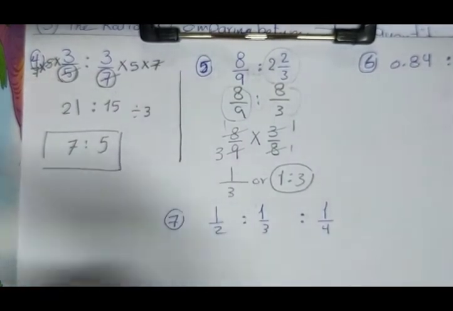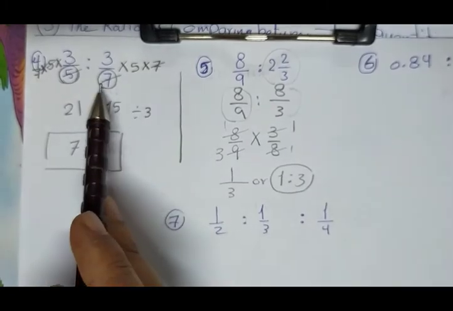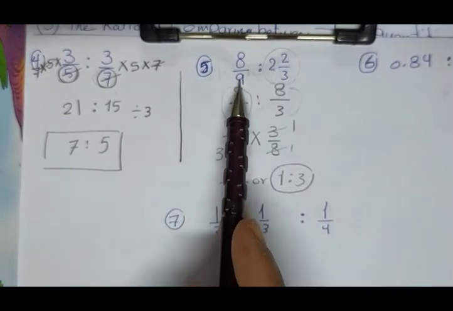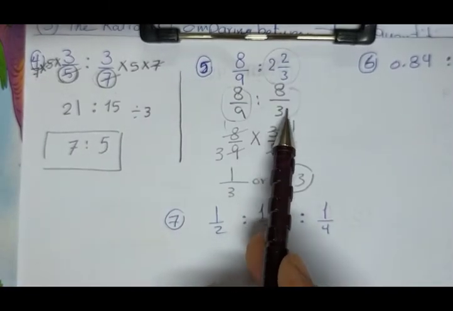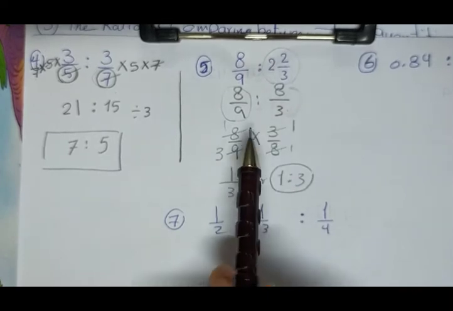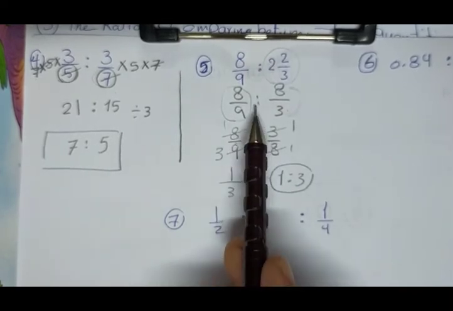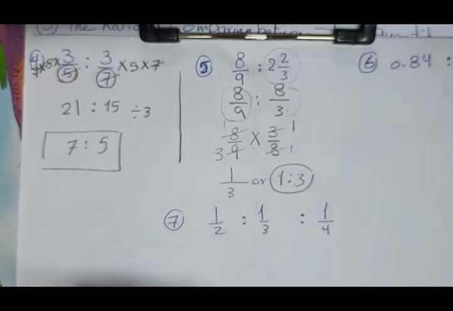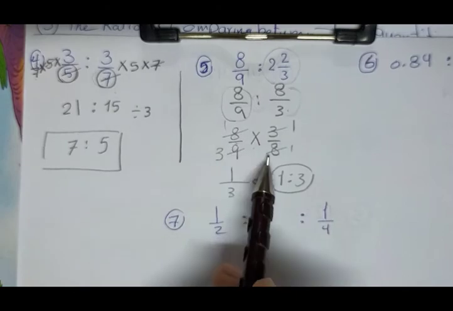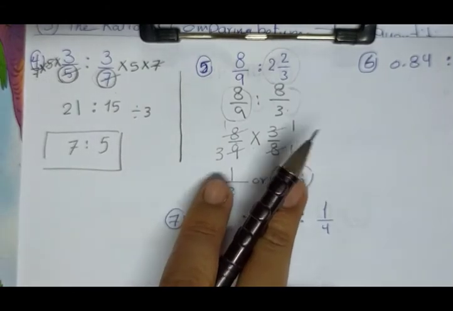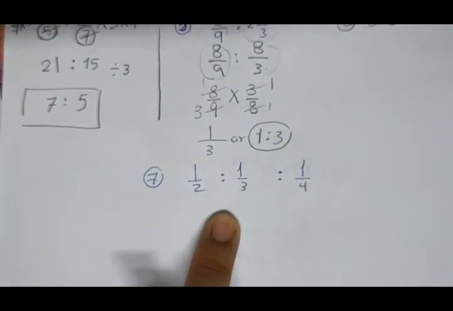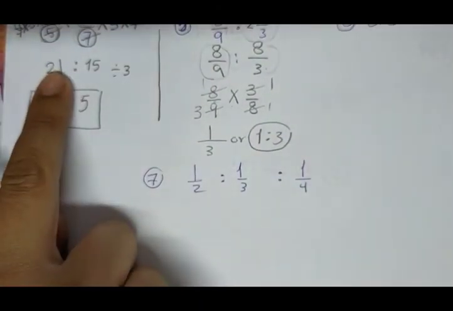I have two ways. First way, times by the denominators to convert. Or another way, put the first term the same, convert the division to times, and inverse the next term and find the result. But this way works between two terms. If I have three terms like this, what do I do? Use the first way.